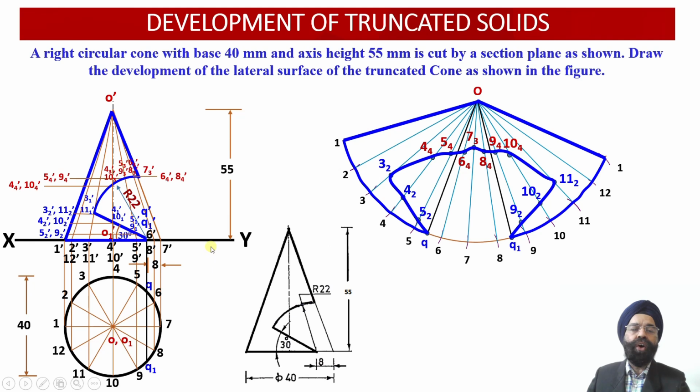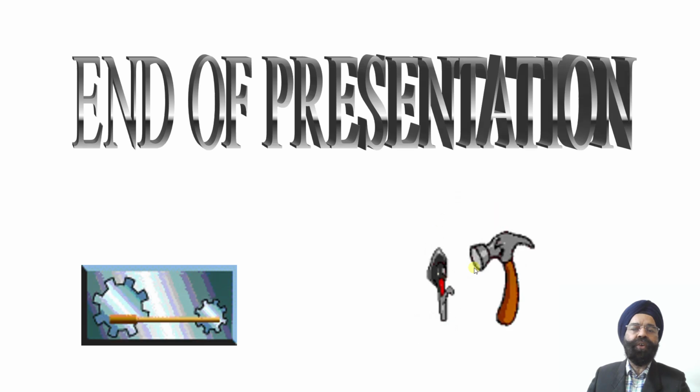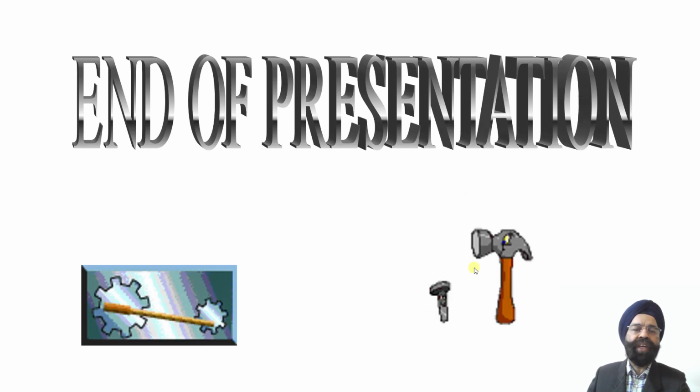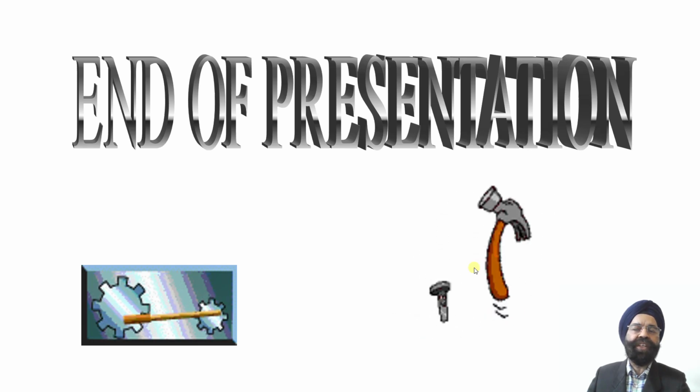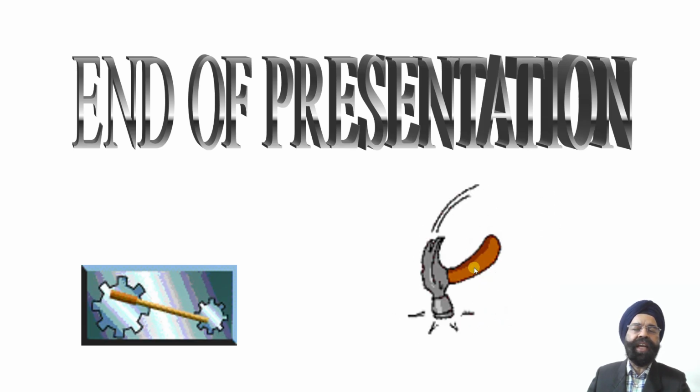So this is how we are able to obtain front view projections of the truncated solid, the top view projections of the solid, and the development of lateral surface of the truncated cone, which has been cut by 2 cutting planes over here. So we are going to continue with further discussion regarding few more illustrative cases of development of the lateral surfaces of the solids in the coming lectures.